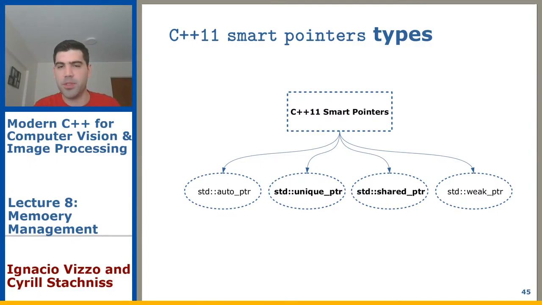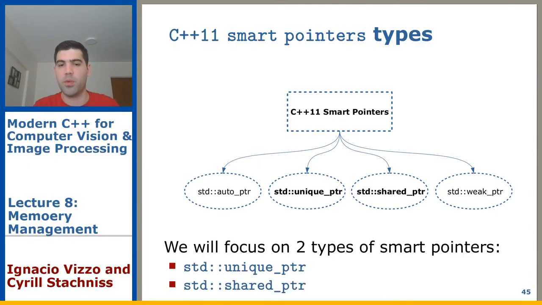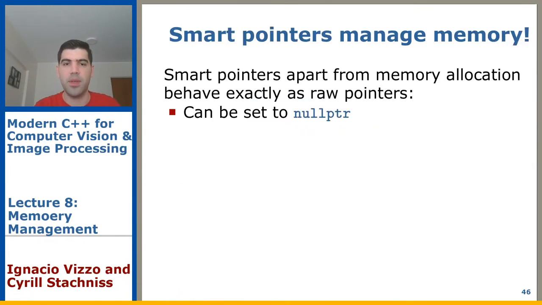So C++ introduced 4 types of smart pointers. We are only focusing on 2, unique pointers and shared pointers. The rest, just ignore them. These are the only pointers you should be using for now. And then the smart pointers will manage memory for you.